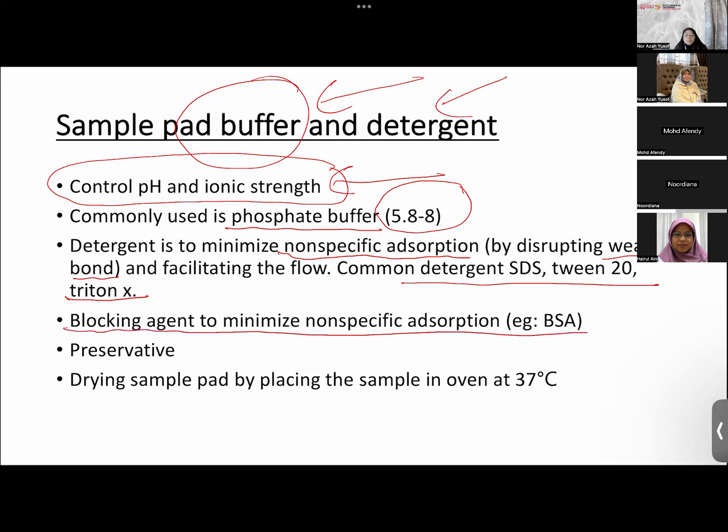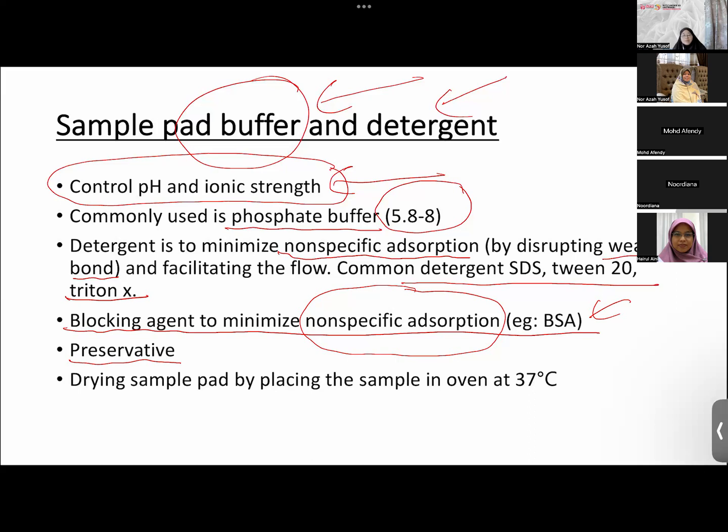And this is quite common, not just for lateral flow, we use it in other methods as well. The blocking agent commonly used is BSA. This is again to minimize non-specific absorption. If we are talking about a complex sample, we have a lot of proteins in there, so all these negative and positive charges will interact. By introducing a blocking agent as well as detergent, we can help to remove all these unwanted bindings as well as weak bindings.